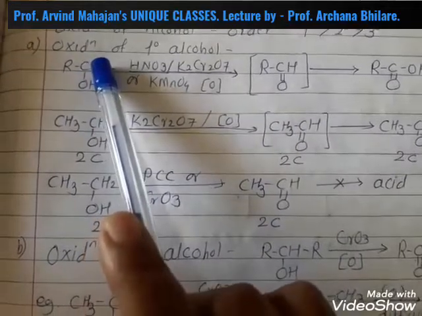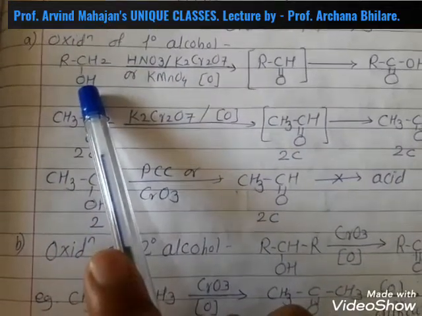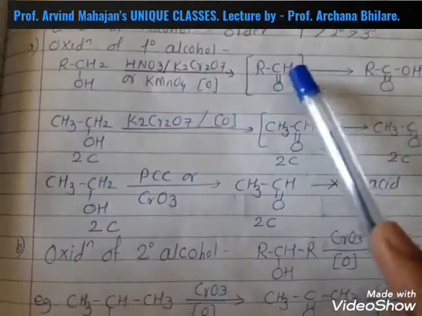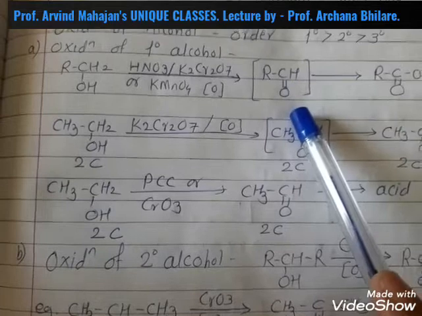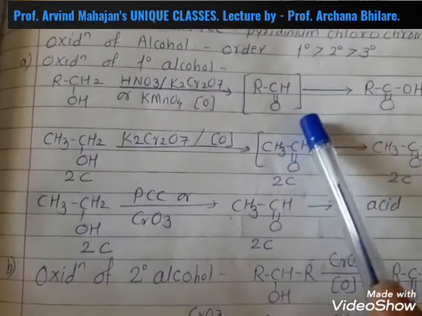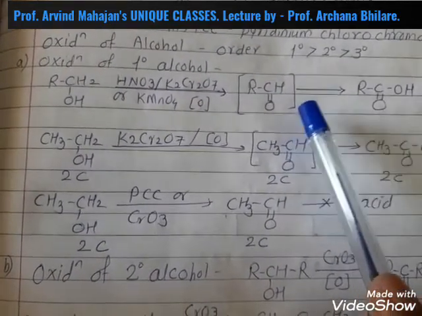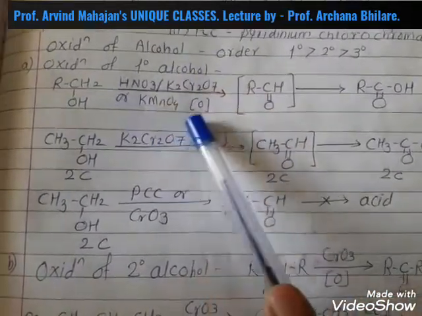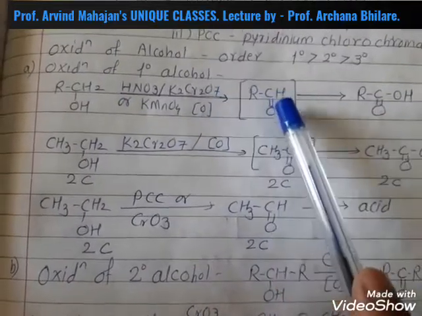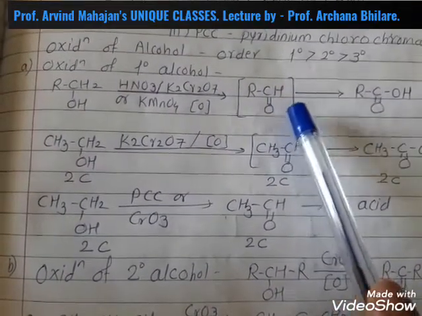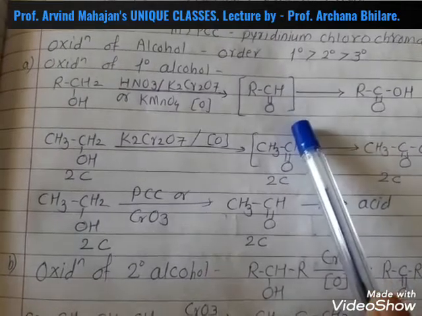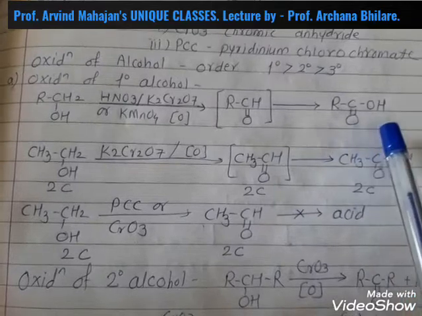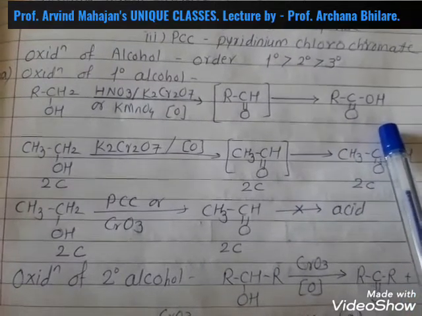Now one valency of this carbon and one valency of this oxygen are free after removal of hydrogen. So these two, carbon and oxygen, form a double bond with each other and we get aldehyde as the product. But if the reaction is carried out in presence of such strong oxidizing agents, the reaction doesn't stop at the aldehydic stage. Immediately it is further oxidized to the corresponding carboxylic acid.